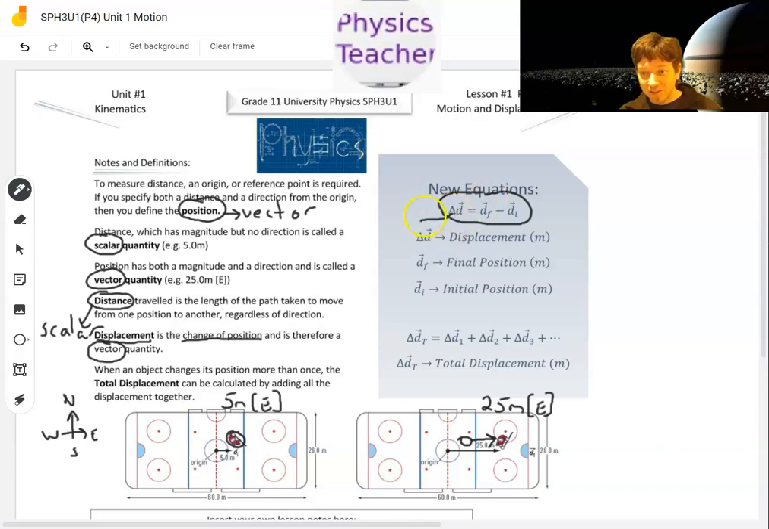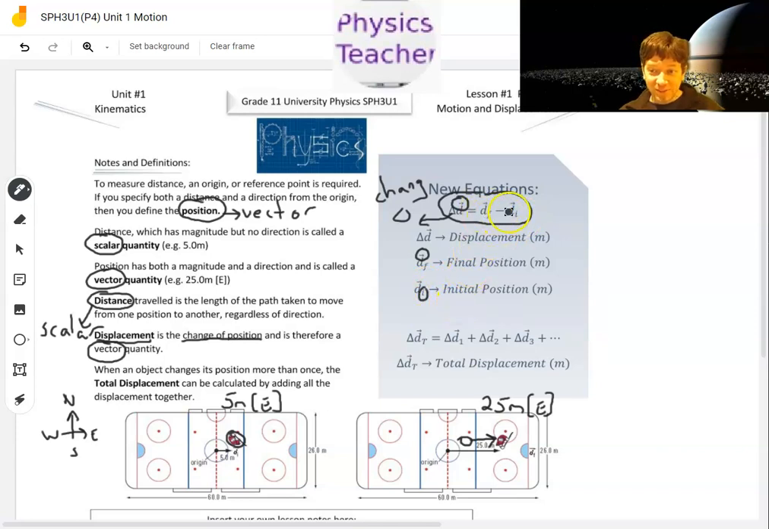This delta symbol means a change. And then we have D, but we also have this little arrow above the D. Anytime we put an arrow above a variable, that represents that that variable is a vector quantity. Okay, so our change in D, here we have D subscript F, that F stands for final, so final position. Notice that there's an arrow above it to represent that position is a vector quantity. And then we subtract our initial position. That's what the I stands for.